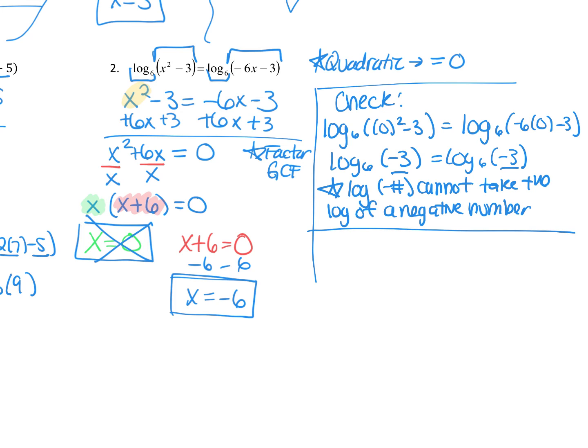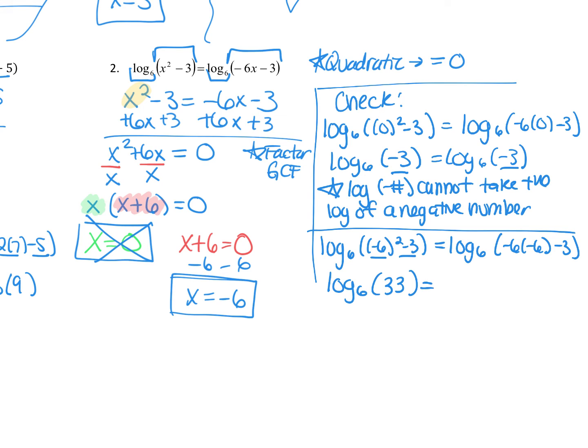So let's see what happens when I put negative 6 in. So log base 6 of negative 6 squared minus 3 needs to be equivalent to log base 6 of negative 6 times negative 6 minus 3. Now I'm going to have negative 6 squared, which is 36, minus 3 is 33. On the right side, I'm going to have negative 6 times negative 6, which is positive 36, minus 3, which is 33. Now, negative 6 actually does work because it gives me a positive value in my parentheses, and so I can take the log of a positive number. So negative 6 is the only solution to this equation.